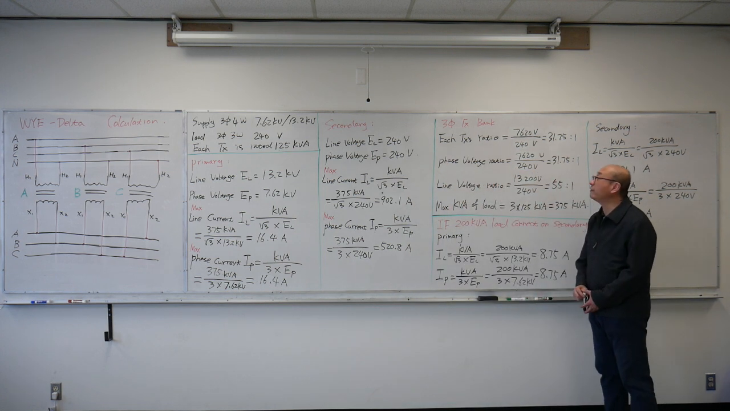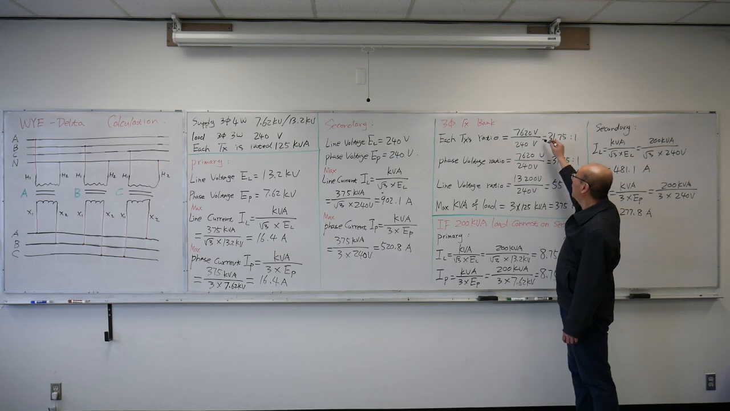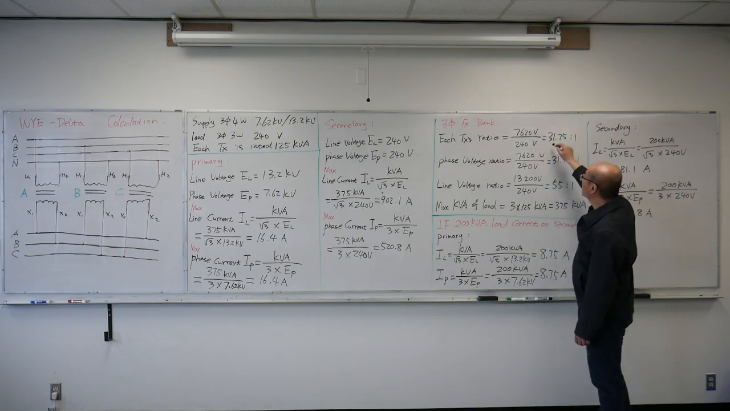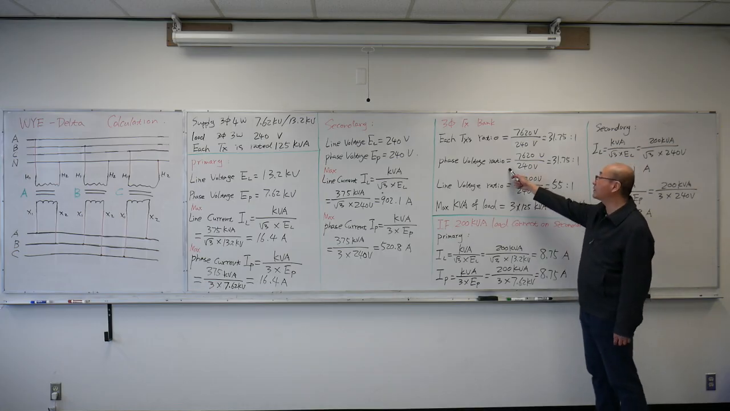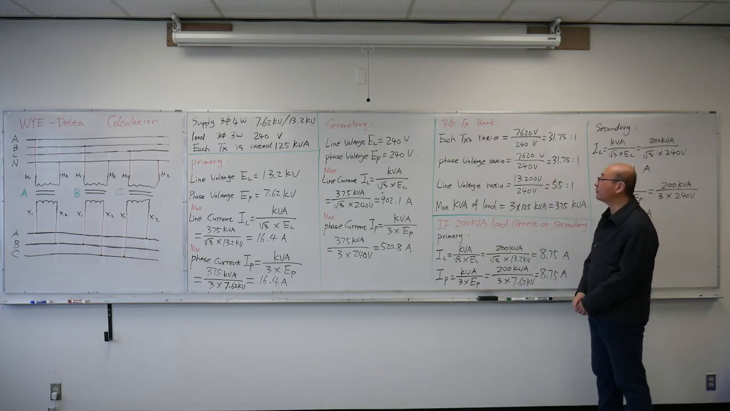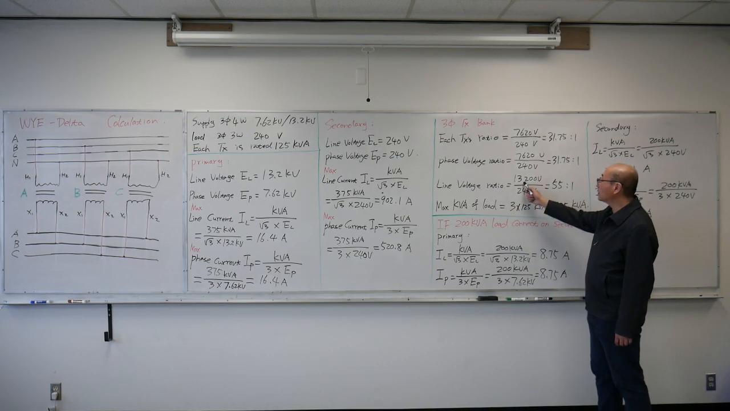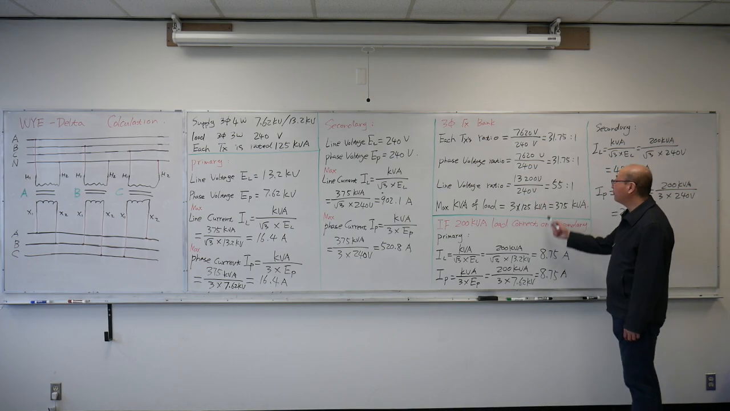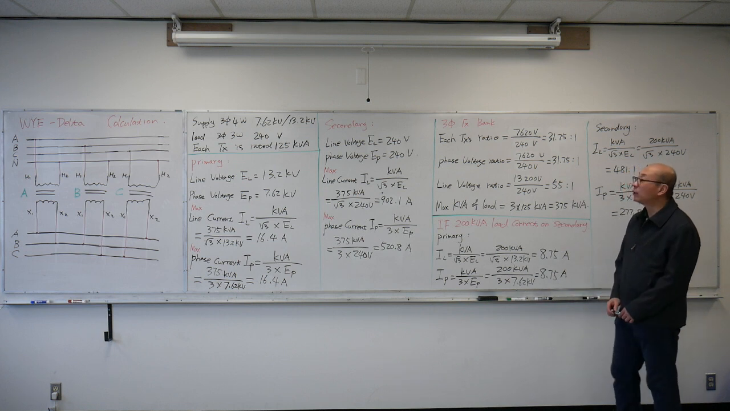Now let's look at the three-phase transformer bank ratio. For each transformer, I have a phase voltage ratio of 31.75 to 1. That's the transformer ratio. Now the line voltage ratio, 13.2 kV over 240 volt, gives me 55.1 to 1.